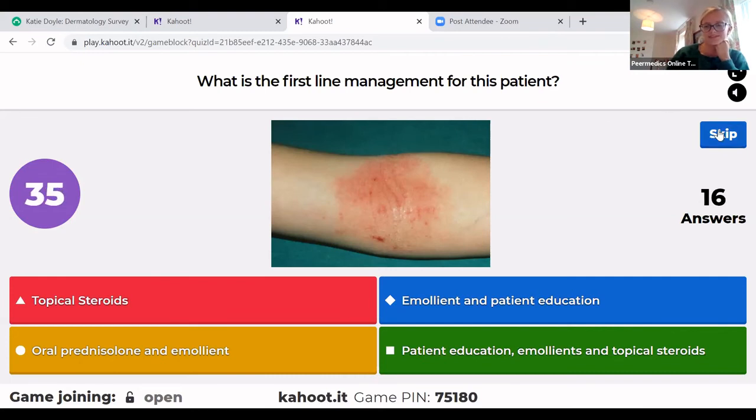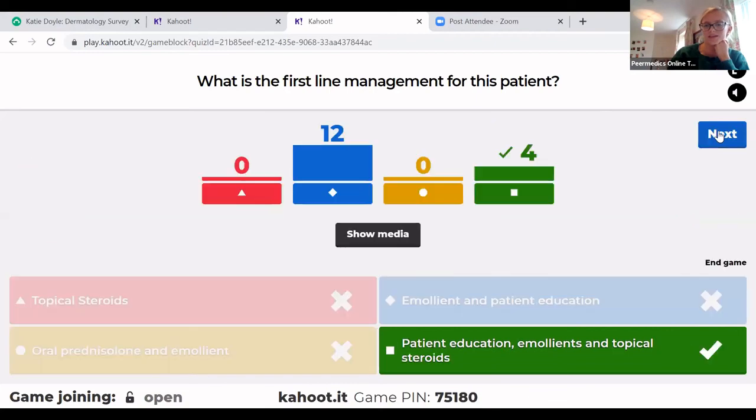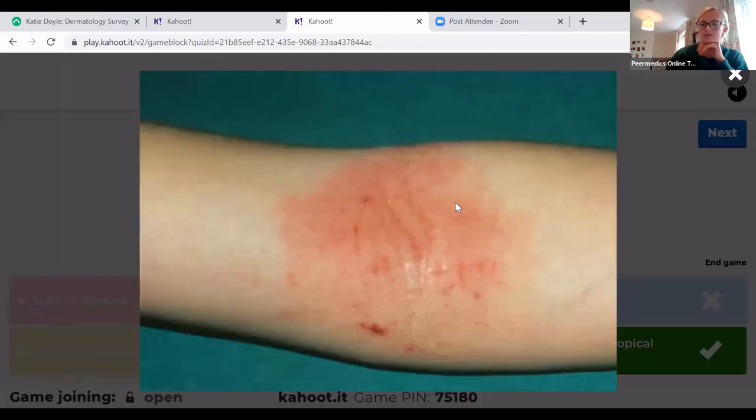I think everyone's answered. So this is eczema. So yeah, of course, you want to give emollient and patient education, but it's quite angry, quite red looking. You want to start on a topical steroid just to get that inflammation down. And then long-term management after that is your emollient. So just obviously if it is quite mild on the hand, you might not need topical steroid, but when it's quite red and angry like that, yeah.